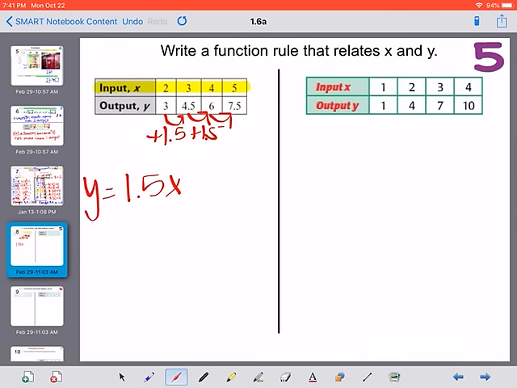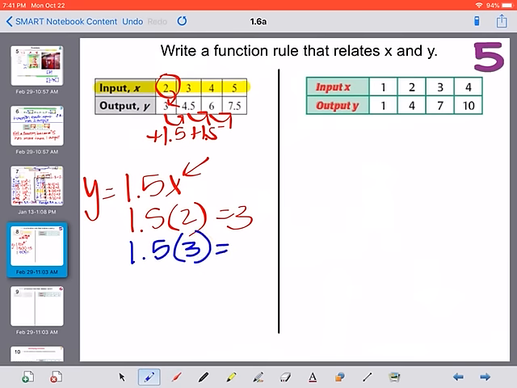If my equation says y equals 1.5x, if I plug in a 2, let's see if we get out a 3. So if I plug in a 2 here, 1.5 times 2 will give us 3. So that works. If you're not sure, try another one. If I plug in a 3, 1 times 3 is 3, and 3 times a half would be 1.5, so 3 plus 1.5 would give me 4.5, or just use a calculator. 1.5 times 3 is 4.5. So this pattern is working.